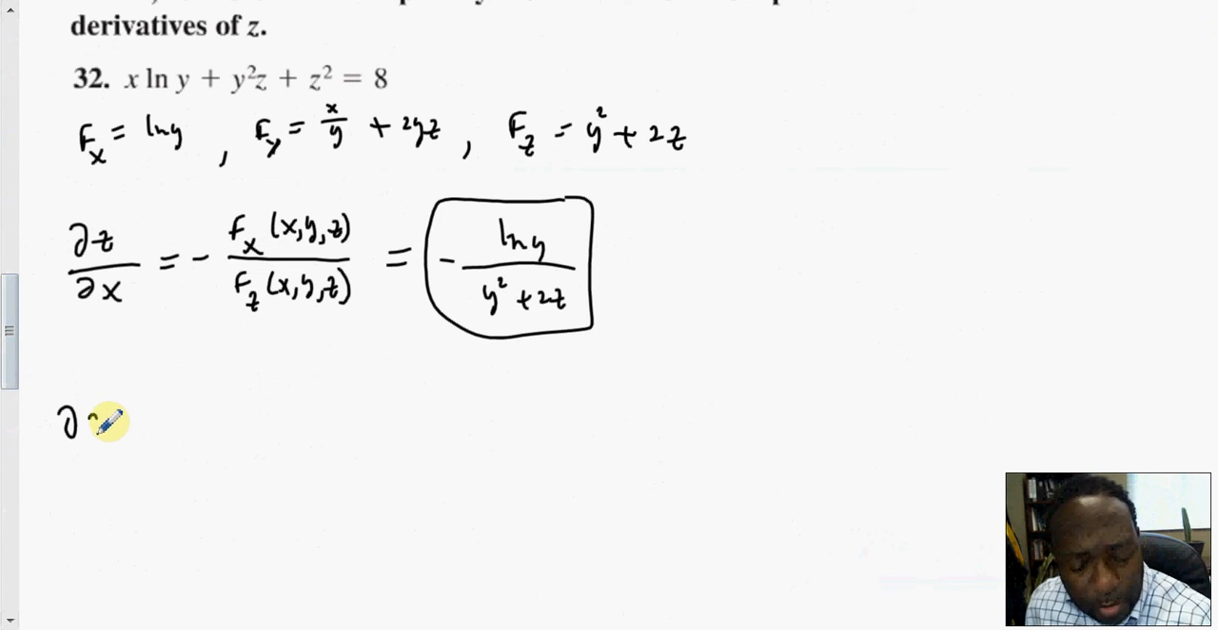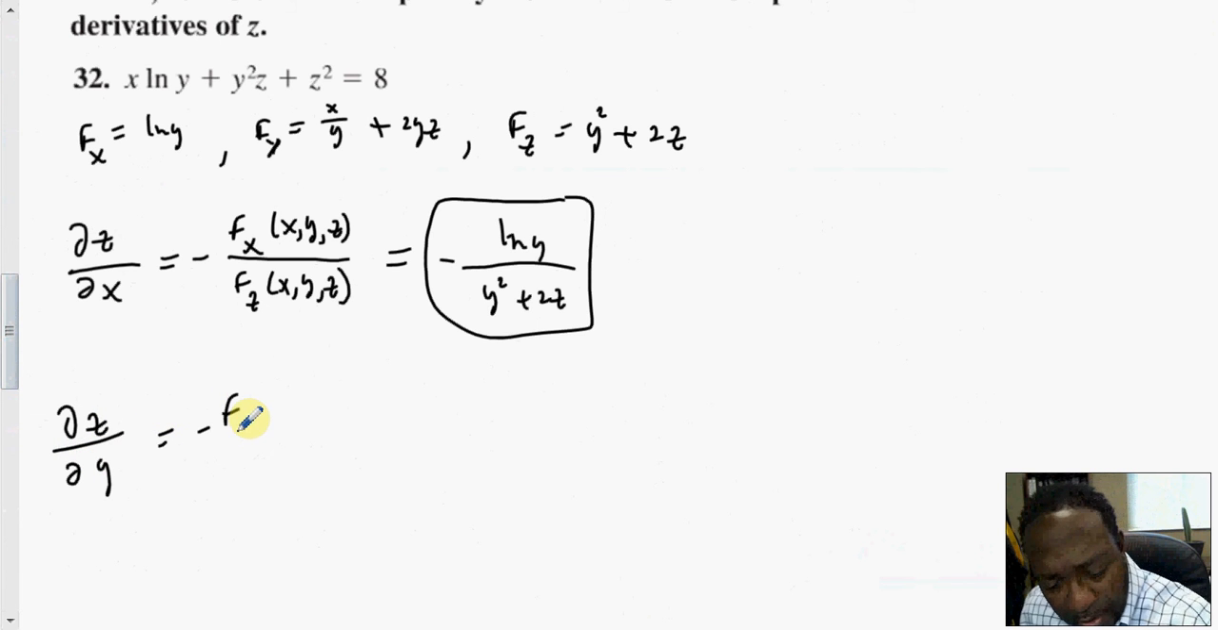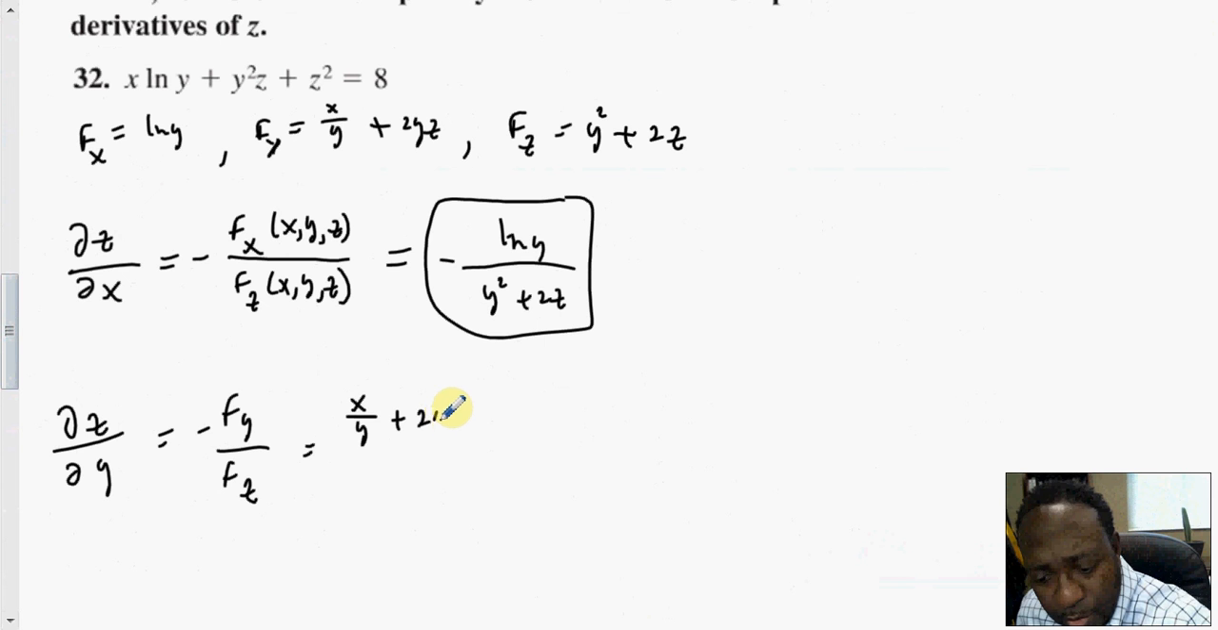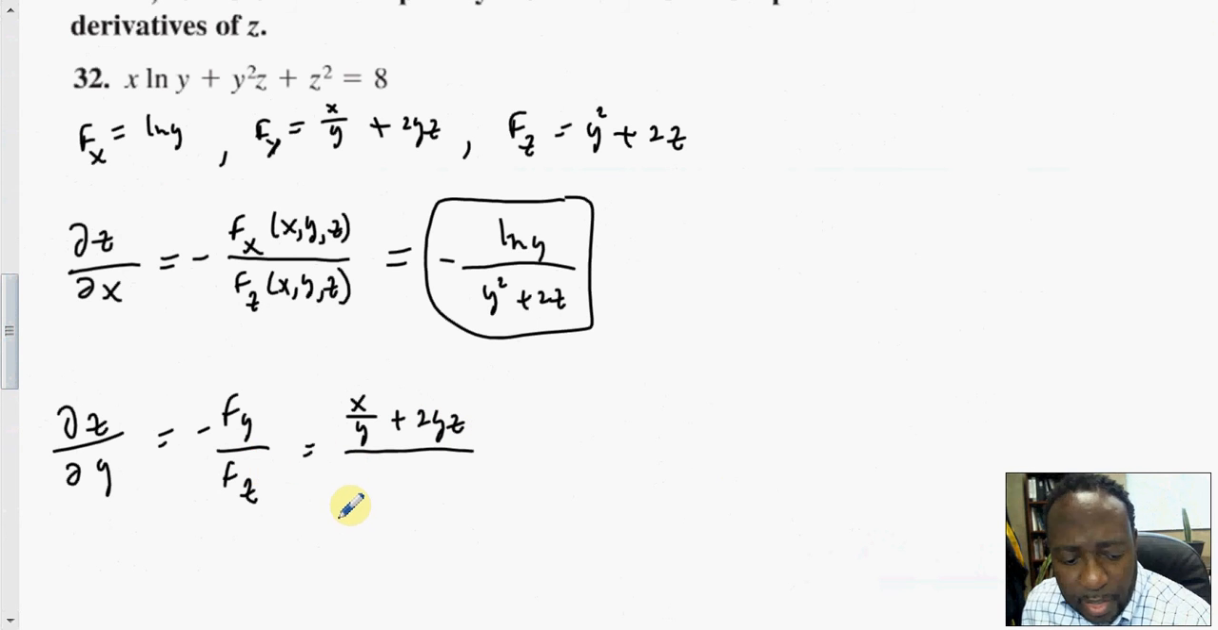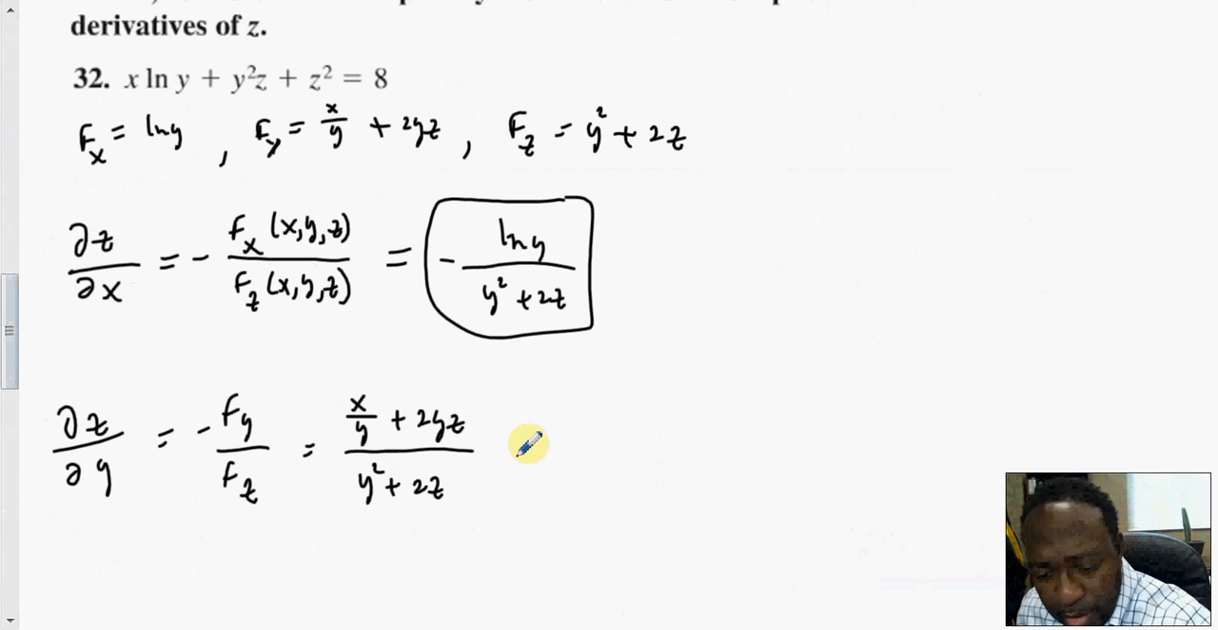About the partial of z with respect to y. This is negative f sub y over f sub z. So the negative out front, f sub y, we found that here. That's x over y plus 2yz. This is all over f sub z, and this is y squared plus 2z. Forgot that negative in the front, so this is negative.